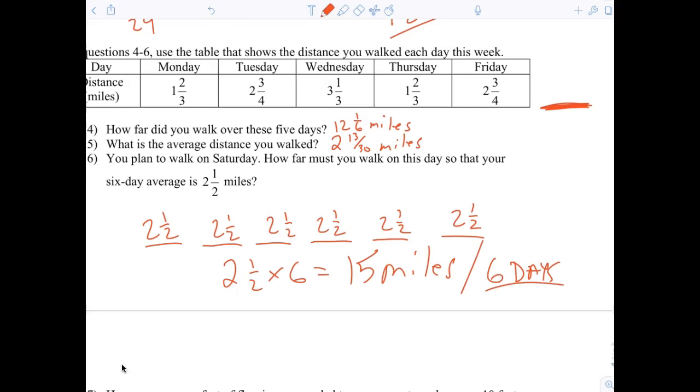What do I need to add on the last day? I would just do 15 minus what I've already walked. 12 and 1/6. Now you thought something, right? What is that answer? 3 and 5. No, it is not. Wait, no, 2 and 5/6. Yes, 2 and 5/6 miles.